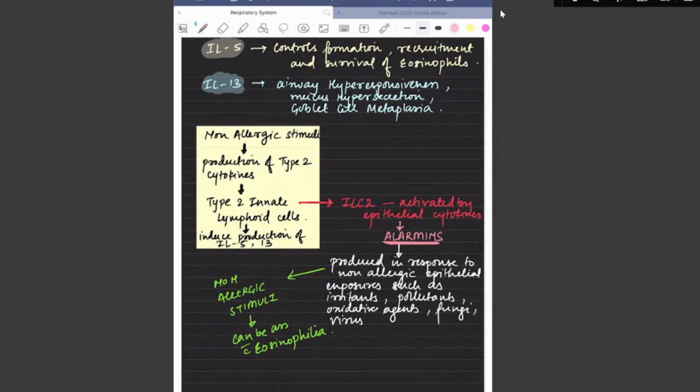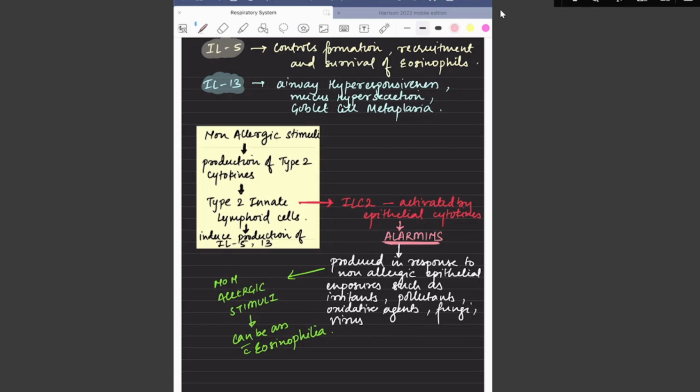Interleukin 5 controls the formation, recruitment, and survival of the eosinophils. Interleukin 13 causes airway hyperresponsiveness, mucus hypersecretion, and goblet cell metaplasia. So this was all about the allergic stimulus. What about the non-allergic one?